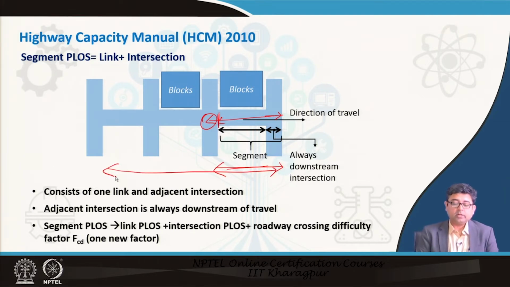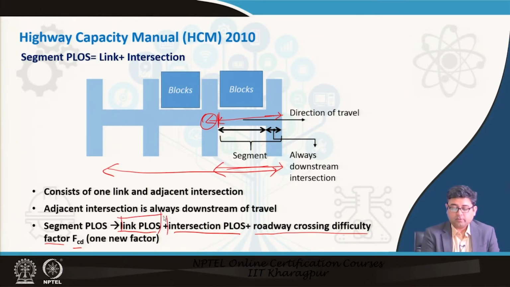In order to determine the pedestrian level of service score for a segment, it is the link pedestrian level of service score, the intersection pedestrian level of service score, and in addition another factor called the roadway crossing difficulty factor, or FCD. We have already told you the formulas for calculating the first two elements. If you calculate the roadway crossing difficulty factor, you will be able to determine the pedestrian level of service score for a segment.